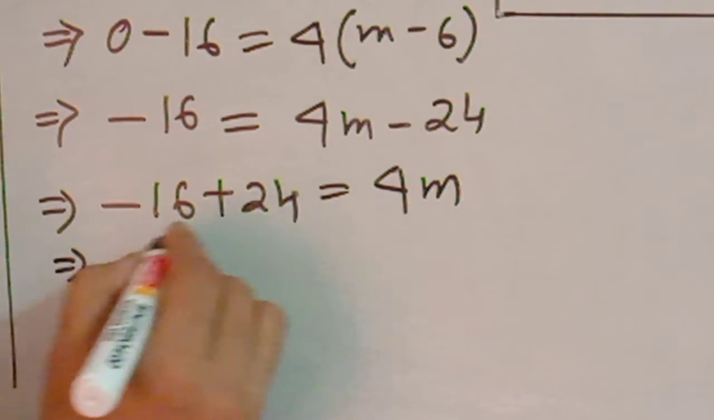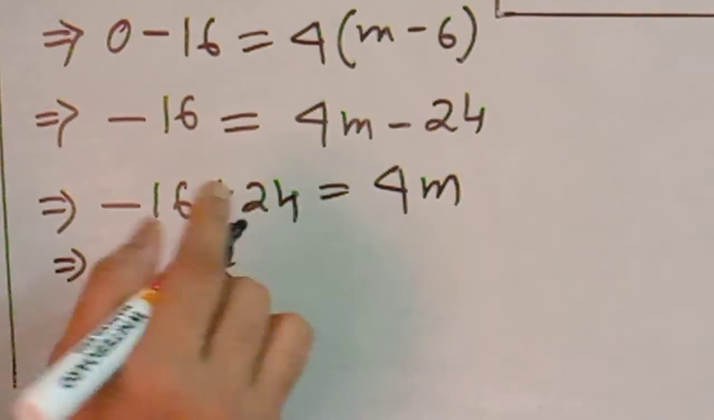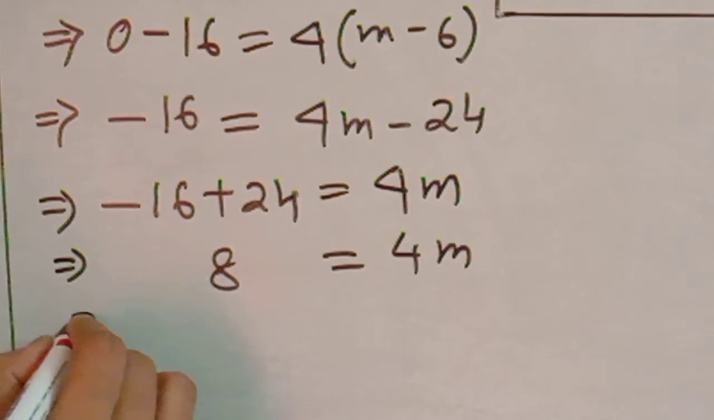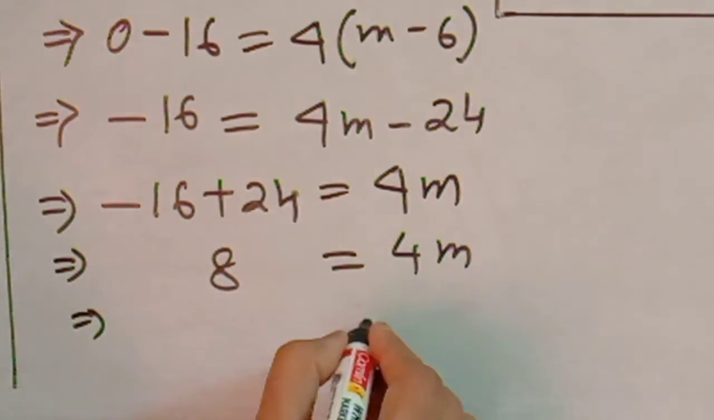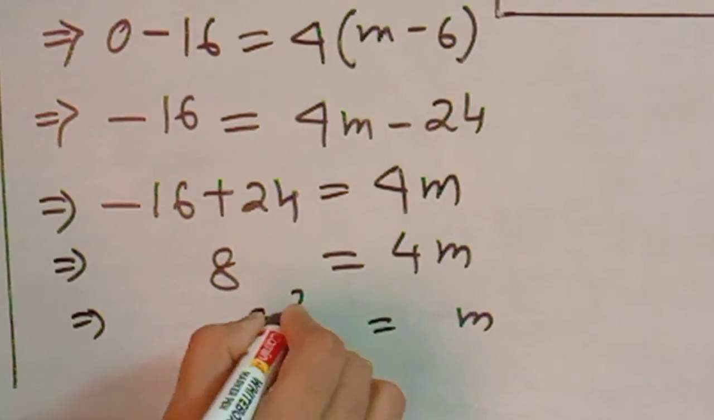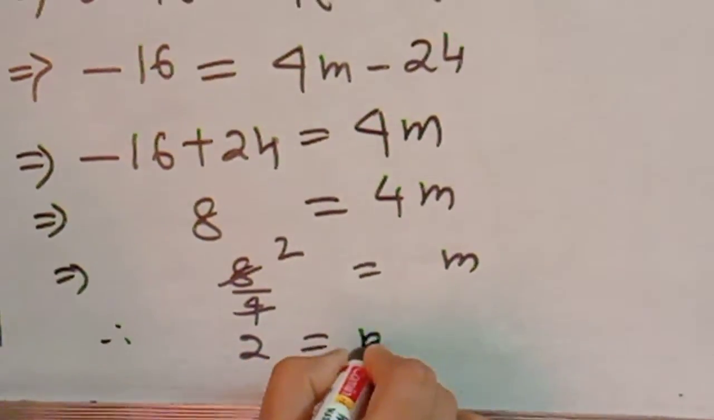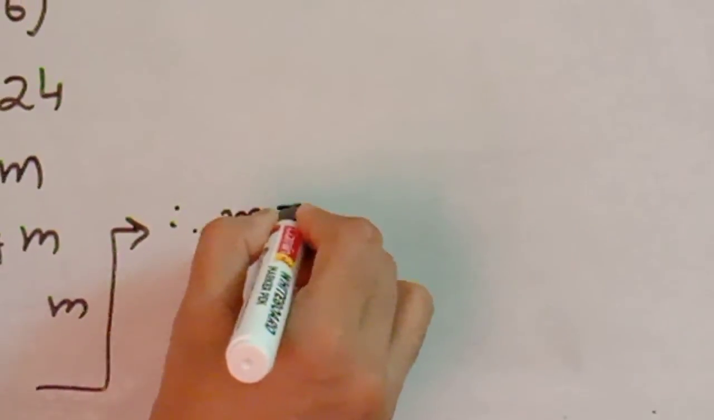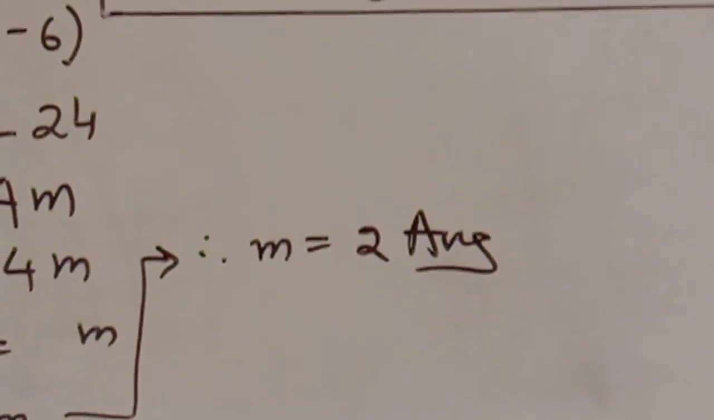That is 8, positive sign because 24 is larger than 16, plus 8 is equal to 4m, or separating variable, m is equal to 8 by 4, it is 2. Therefore 2 is equal to m, or you can say that therefore m is equal to 2. This is the solution of this equation.